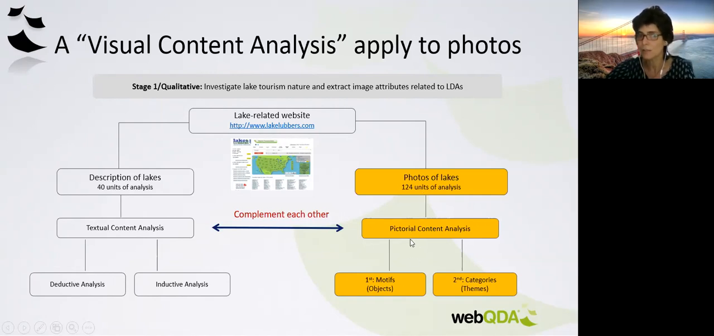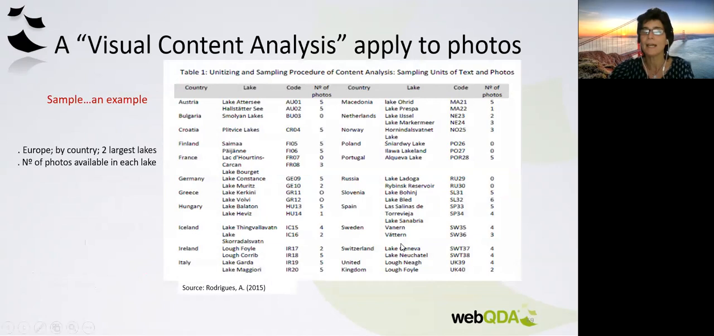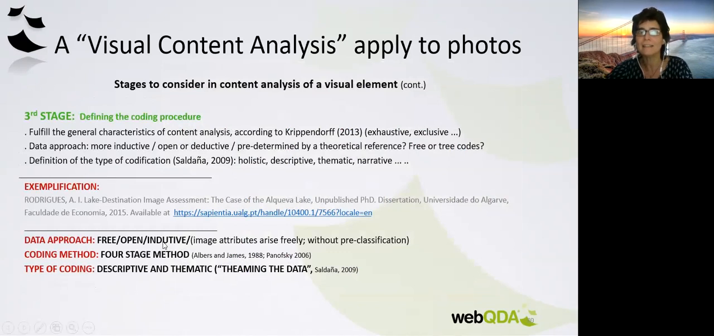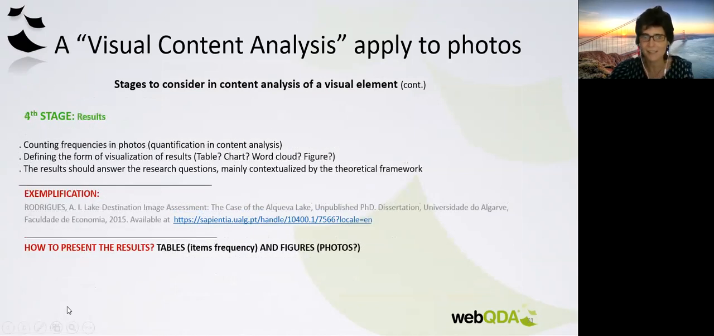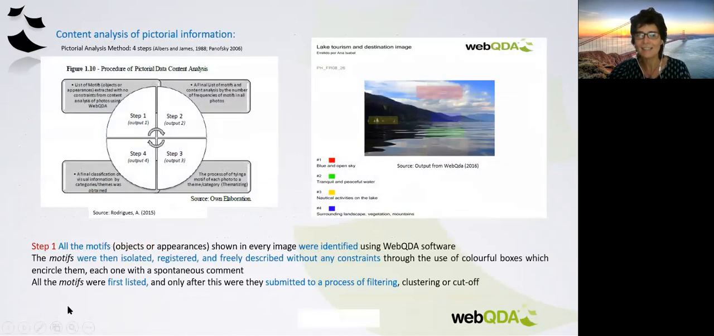and then I use the pictorial content analysis. And this is the sample of the photos, the countries and the lakes per country. And that is very important: try to explain what is the sample of our photos and what photos we used. And defining the coding procedure, this is related with the analysis of the photos, and I will try to explain this with the software. And this is just some things that I did with the software.